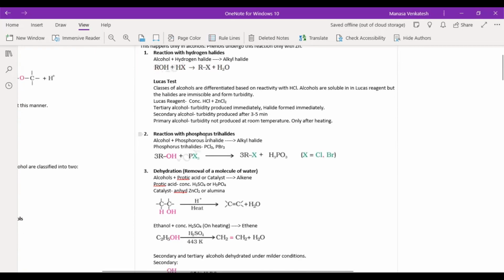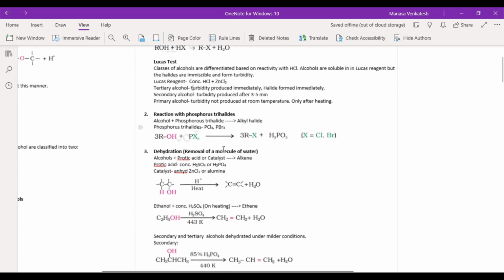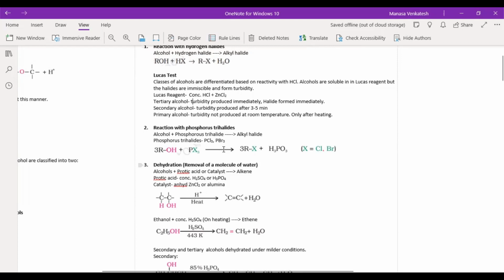Next is the reaction with phosphorus trihalide. Now, this reaction is something you learned in haloalkanes and haloarenes. So alcohol is reacting with phosphorus trihalide to give us alkyl halide. And here you have 3 molecules because it's a PX3, to make sure the reaction is balanced. You're getting 3 molecules of an alkyl halide and H3PO3. Sorry, the phosphorus trihalides can be PCl3 or PBr3.